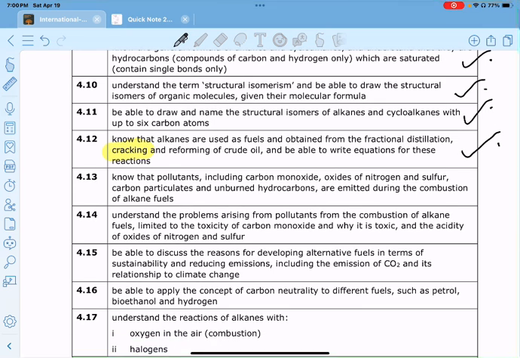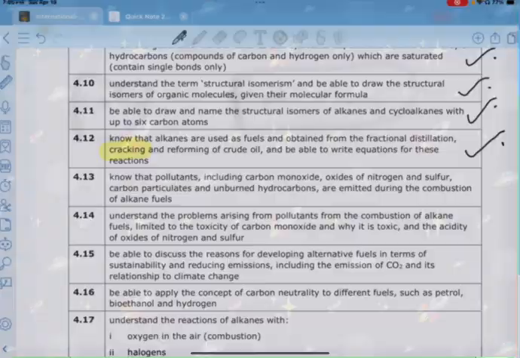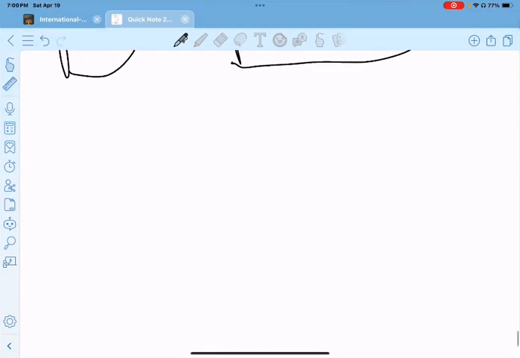Know that pollutants, including carbon monoxide, oxides of nitrogen and sulfur, carbon particulates, and unburned hydrocarbons are emitted during the combustion of alkane fuels. Combustion of alkanes. Let's know what that means. Combustion is basically to add oxygen to something or to burn something. You burn something by adding oxygen to it, okay? So an alkane plus O2 is combustion, okay?